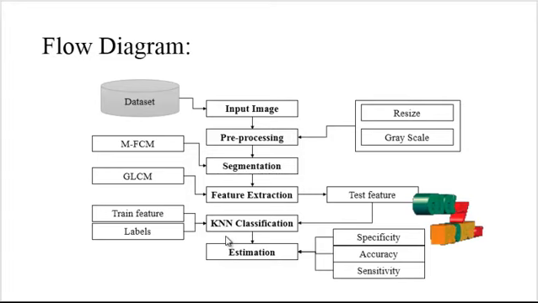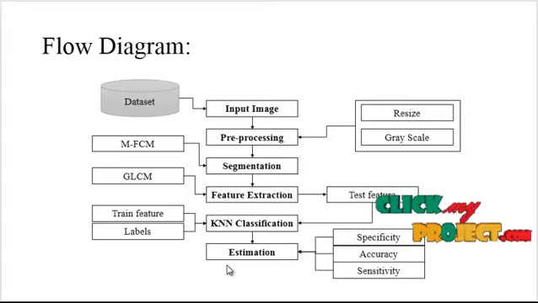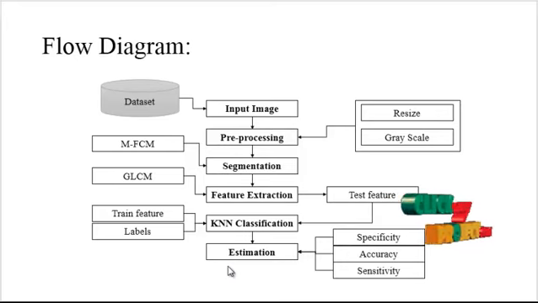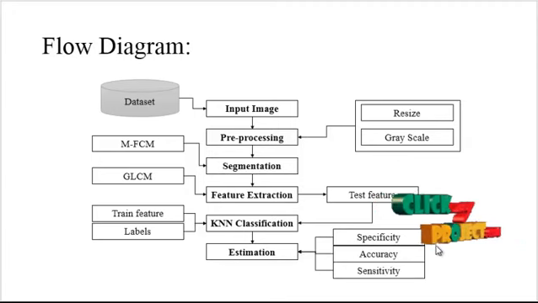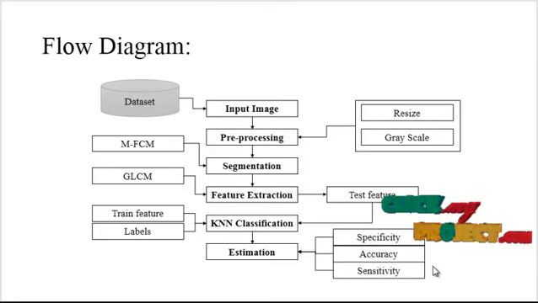After the overall completion of the process, the final stage of the process is the performance estimation. In this performance estimation, we have three kinds of performance measures named accuracy, sensitivity and specificity. By using these three parameters, we can justify whether our process is efficient or not.